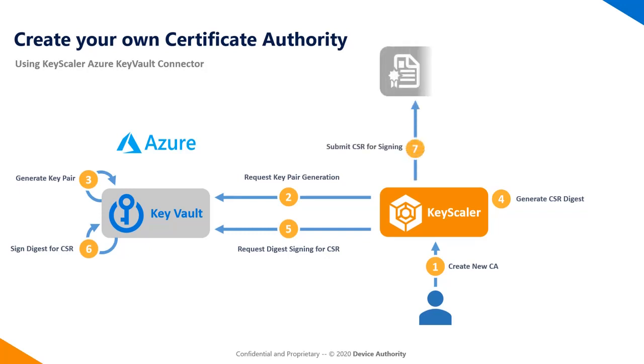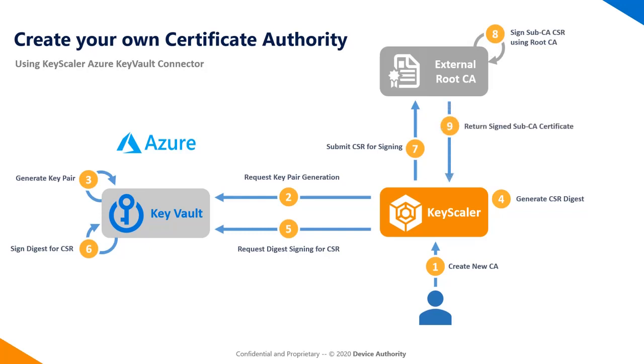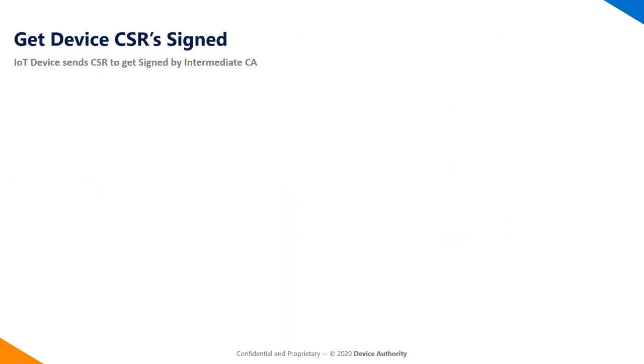Next, Keyscaler generates a CSR from the signed digest and makes it available to be manually signed by an external root CA. The root CA signs the CSR certificate, and then the signed certificate is returned to Keyscaler and stored. The intermediate CA creation is now complete. Next, let's take a look at the device CSR signing flow.